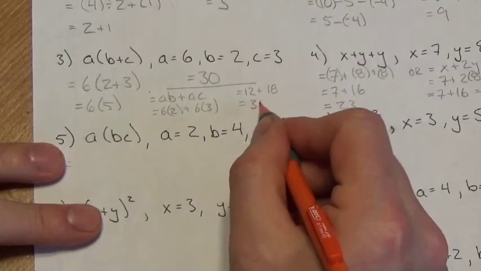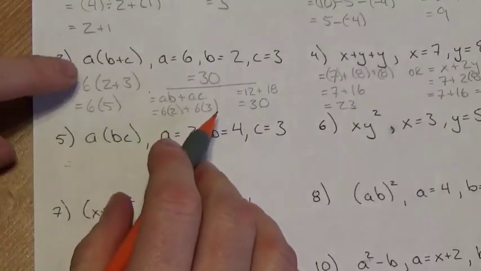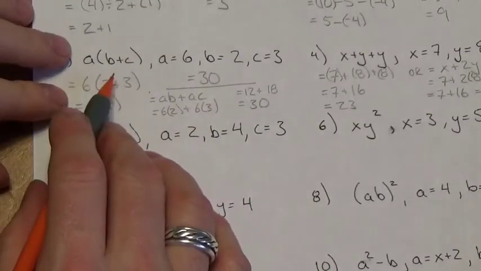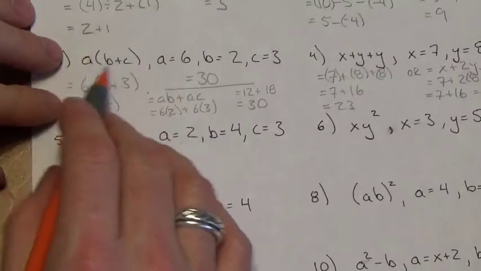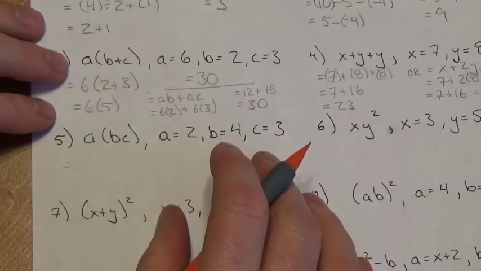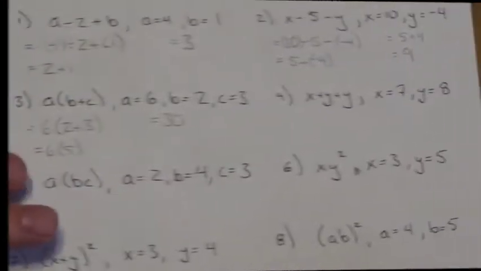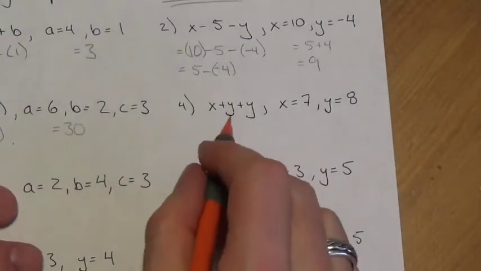And again, when you add those together, you get 30, and as you should. Because although I'm approaching this a little bit differently, it is still the same expression, and these are equal to each other, so the result should be equal when I plug in the values of those variables. Good. Now here, I like this one.